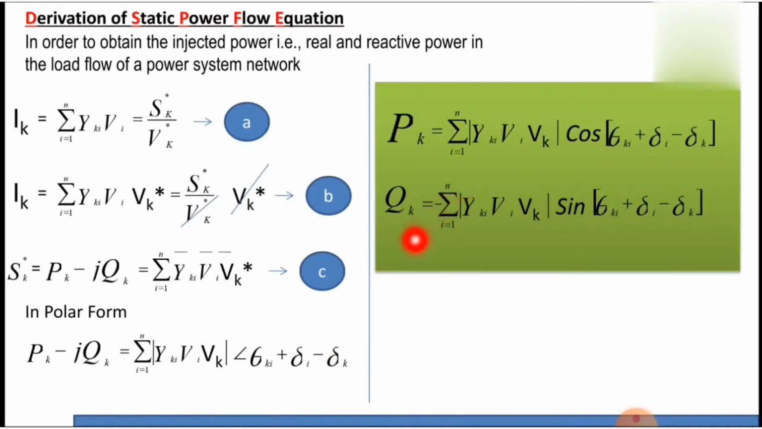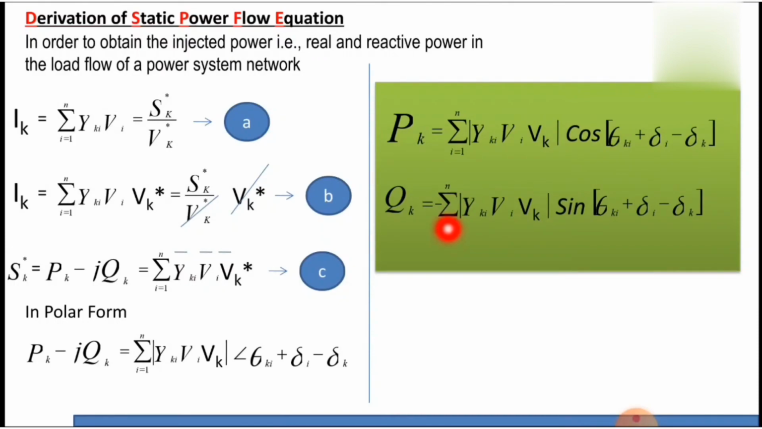Then after, regarding the reactive power, that is Qk is equal to sigma i is equal to 1 to n, mod of Yki Vi Vk, and sine of theta ki plus delta i minus delta k. These two are the expressions for the active power and the reactive power.